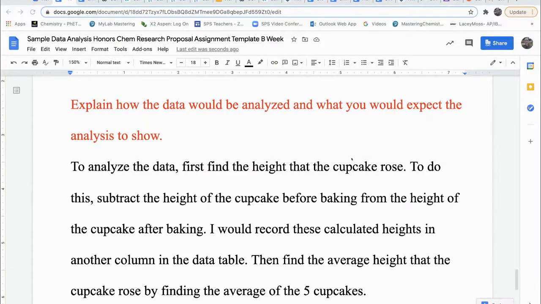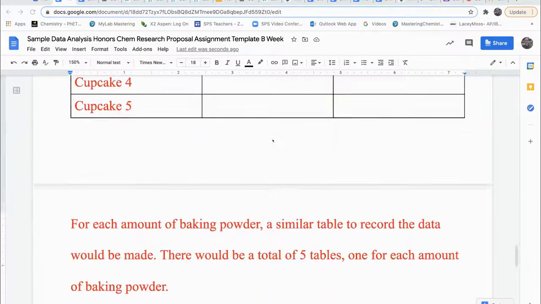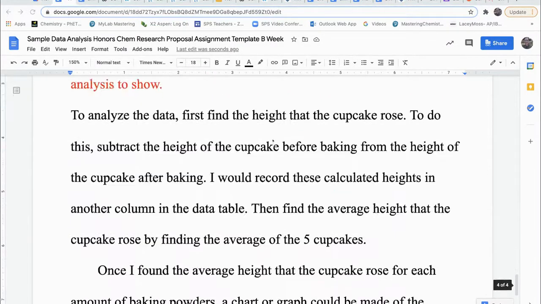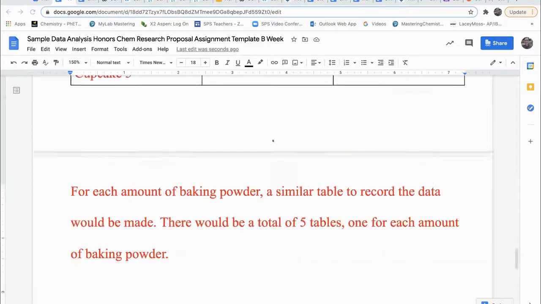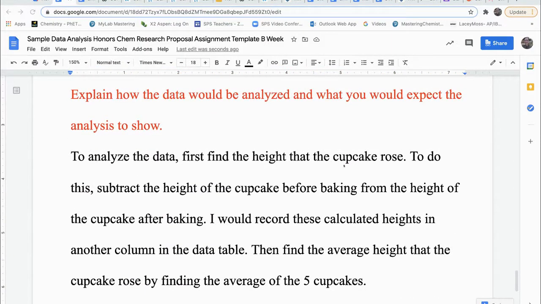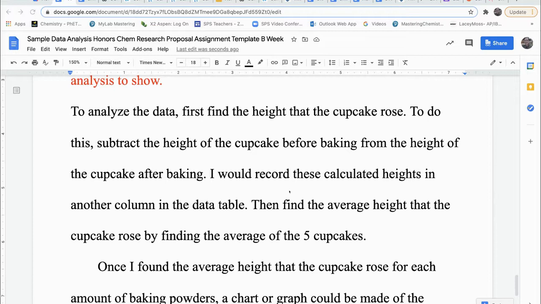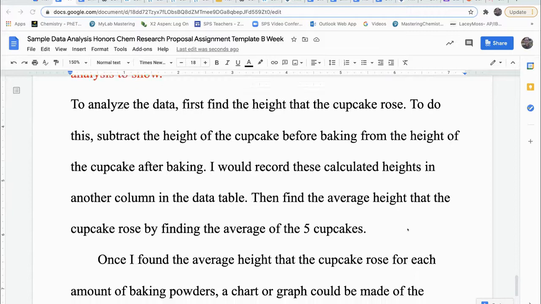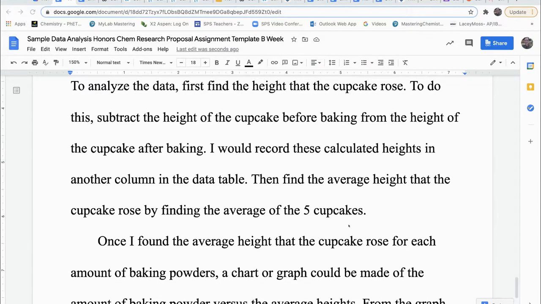So the last step in your data analysis is to explain how the data in these sample data tables would be analyzed. So I'm first going to need to figure out from the height before baking and the height after baking how much the cupcake actually rose. So I explain what I do to calculate the actual height that the cupcakes rose here. So I say to subtract the height of the cupcake before baking from the height of the cupcake after baking. Then I talk about how to record these calculated heights in another column, and then how to find the average height for the 5 cupcakes.